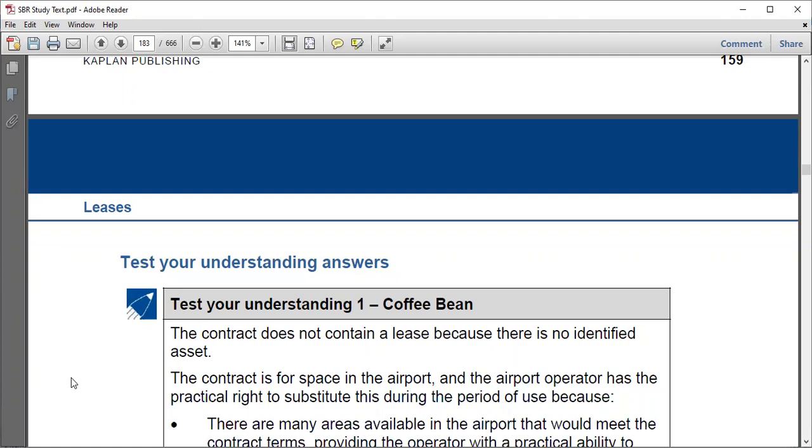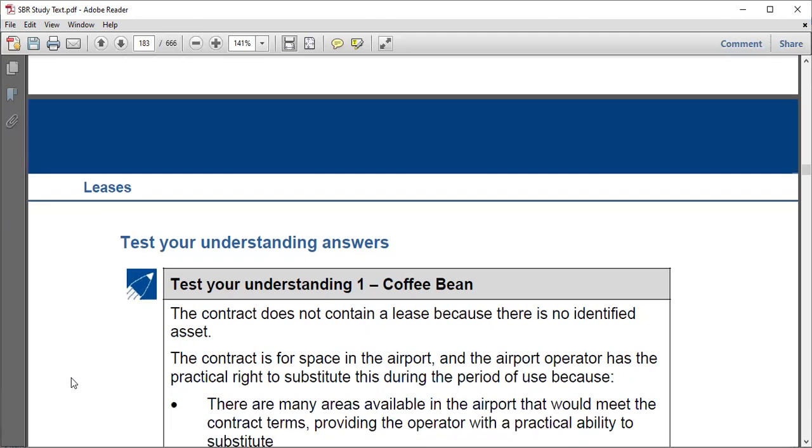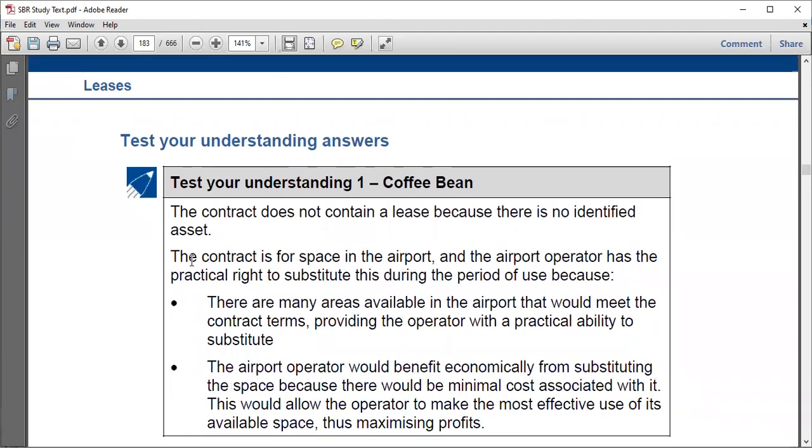It is not identified. What is really given? All right. So if we just start with that, we can say that the contract is for space in the airport. You can just say the space is an asset that I'm just giving, but it is not known. It can be changed at any time. That's why I say the airport operator has the practical right to substitute this during the period of use.